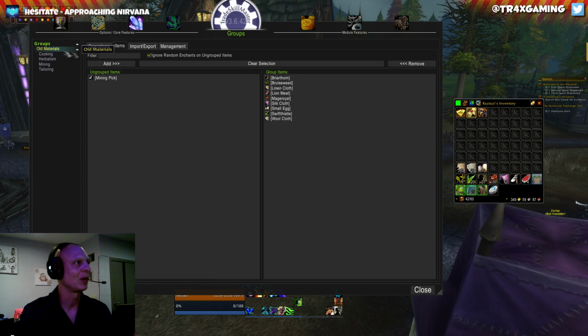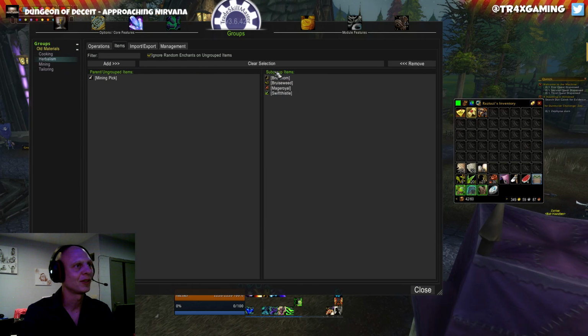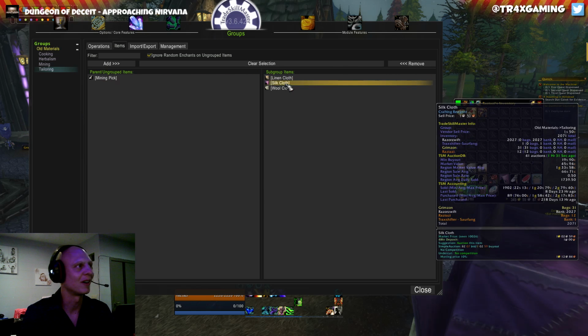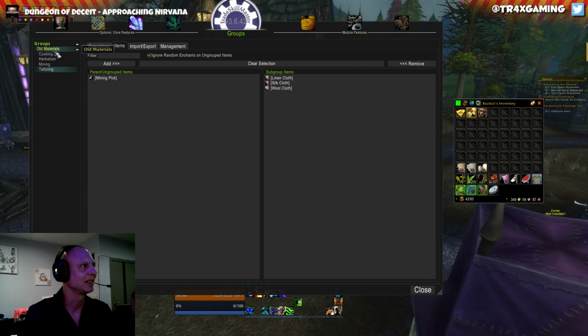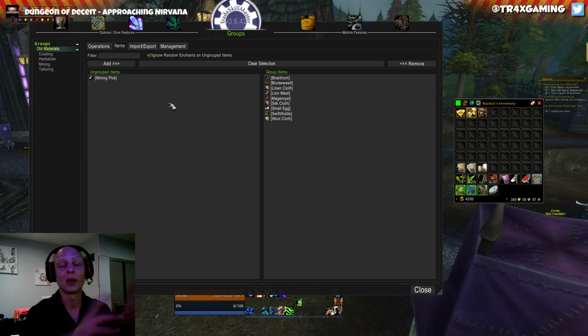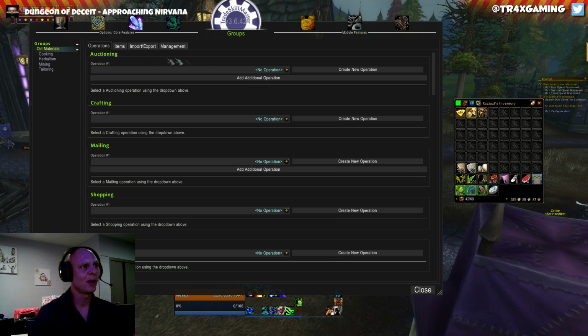If I select old materials, it will show everything. Cooking itself, herbalism itself, mining, nothing in there so far, and then tailoring itself. So I'm gonna use one group for all these items. I just separate them. Maybe something will sell faster than other things or more expensive than other things, so you have to change an operation. What is this operation going to do?